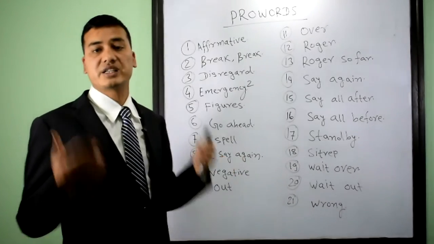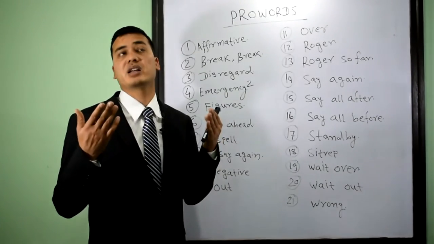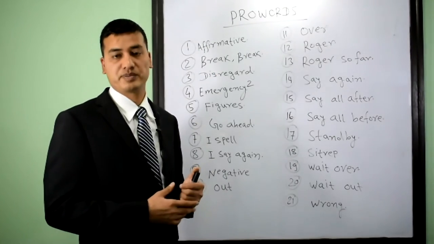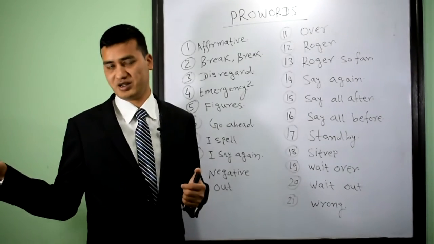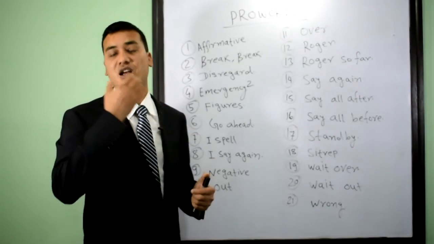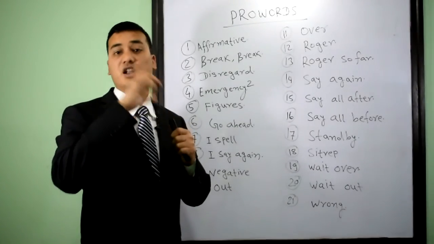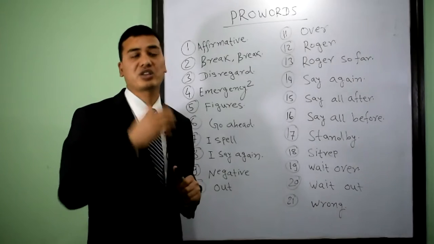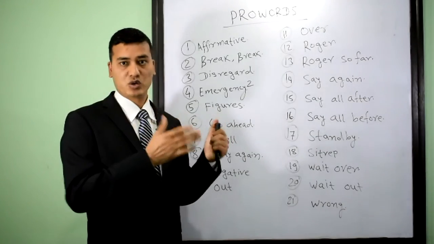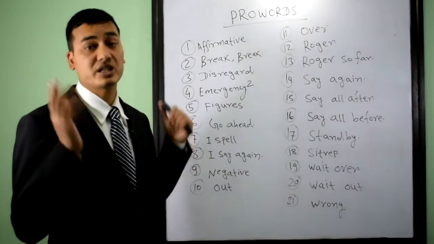Number three, disregard. Disregard means the transmission was made by error. Suppose you have to call Alpha Post, but you call Bravo Post. You were supposed to say Alpha Command Line on the radio, but you said Bravo Command Line. Or you were supposed to speak on channel 1, but you spoke on channel 2. It is your error. If the message goes to the wrong person, you can say disregard. Disregard means ignore it.